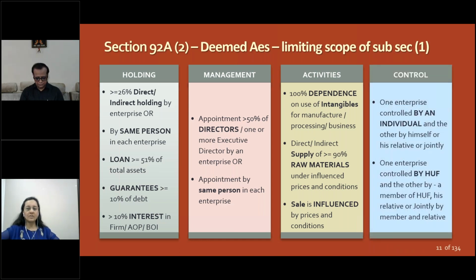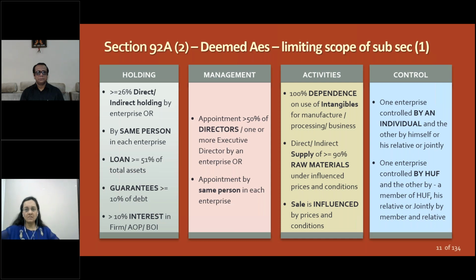The last criteria of control is more from a domestic purpose, which means that, like the old 40A2B, an individual can either directly control, or through his relatives, or jointly have control, or through his HUF or through the members of his HUF and his relatives have control. So 92A2, through these various criteria, limits the scope of 92A1, which is very broad and says that it could be direct or indirect control through management, capital and control.